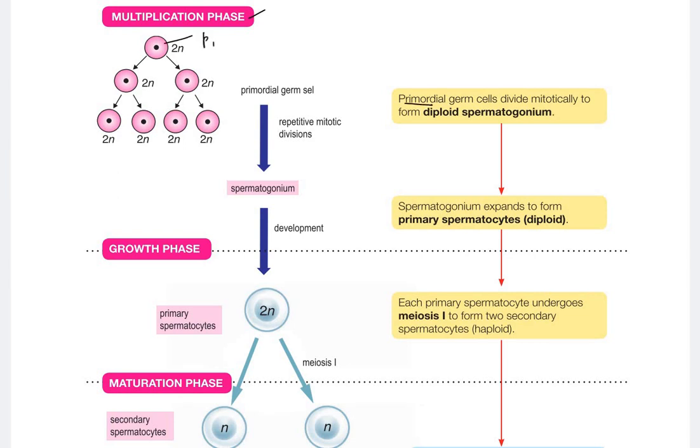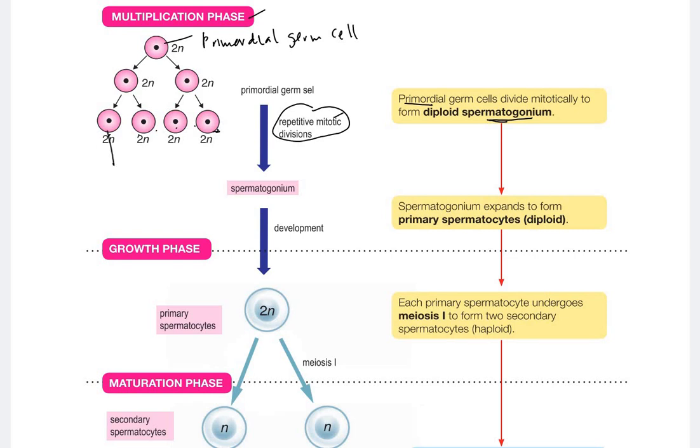So this one is the primordial germ cell. So one cell. We divide mitotically to form diploid spermatogonium. Okay, so this primordial germ cell will undergo repetitive mitotic division to form the spermatogonium. So still 2n because it is mitosis. Okay, the chromosome number is the same as the parents. So that's why this one is also 2n.